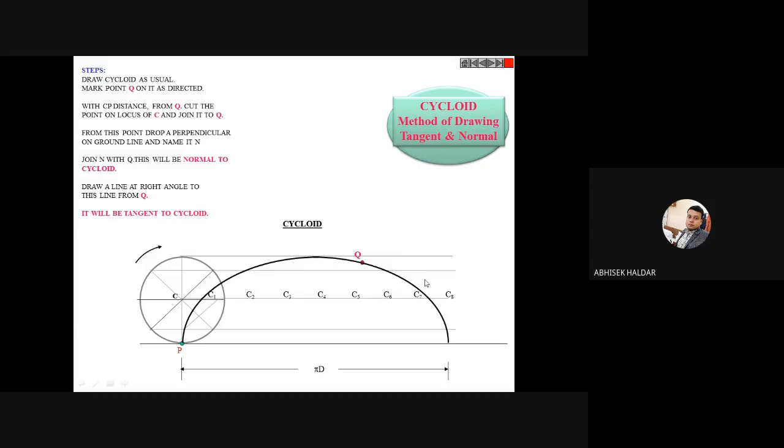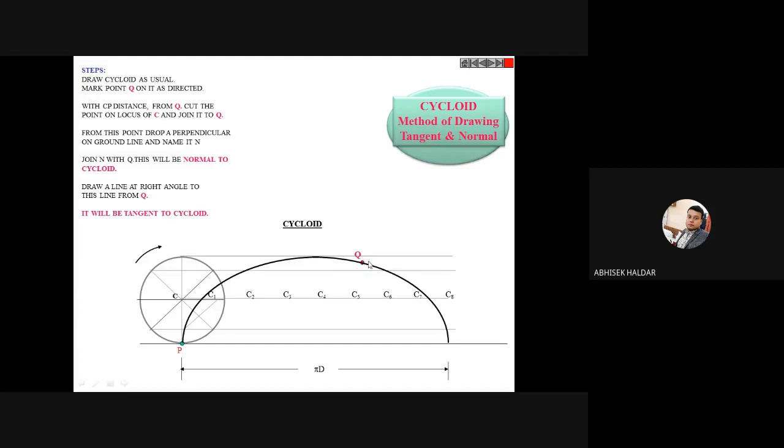How to draw that? Listen carefully. Again, you can take any point. But if it is specified in the problem how you should take the point, then according to that you have to take this point. Otherwise, you can take any point. If the problem only says draw tangent and normal, you can take any point. You take this CP, the radius of this circle, in your compass.